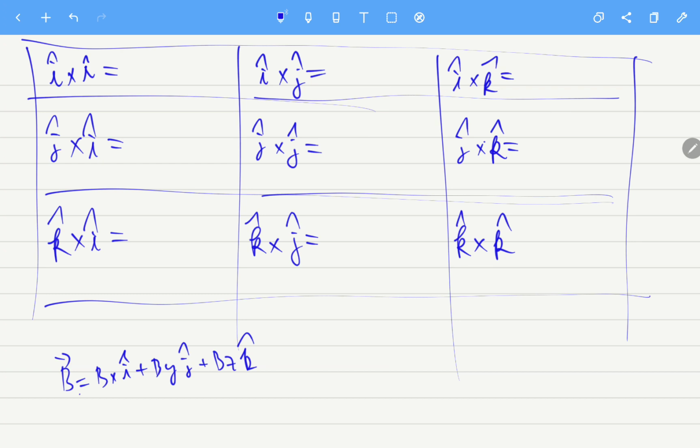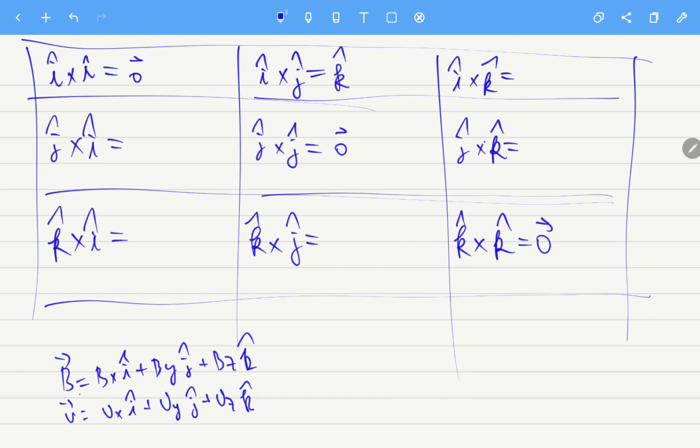For example, if V is also Vx i hat plus Vy j hat plus Vz k hat, and you have V cross B, then you need to distribute to get all the terms, like what you have done in algebra. So let's see the results. First of all, we have i cross i, j cross j, and k cross k. As I mentioned, if they are parallel to each other, it should be a zero vector. So this is easy. If we have i cross j, it should be k hat.